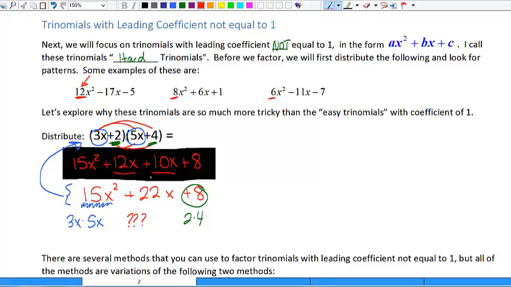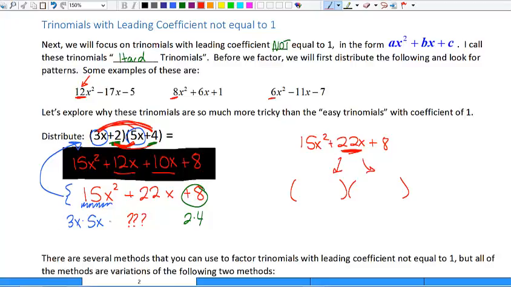But when I blacked that out, you couldn't see where it came from at all, right? So the 12x came from the outside numbers, and the inside number times the inside number got me 10x. But if I black out that middle part, you don't know. So the question is, if I start with 15x squared plus 22x plus 8, how am I supposed to know where this 22 came from when I'm trying to factor it? That's why this is so tricky.